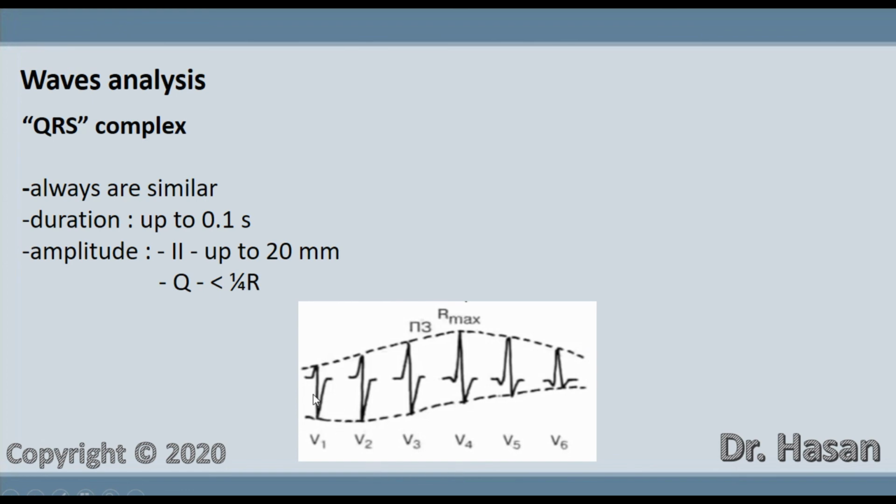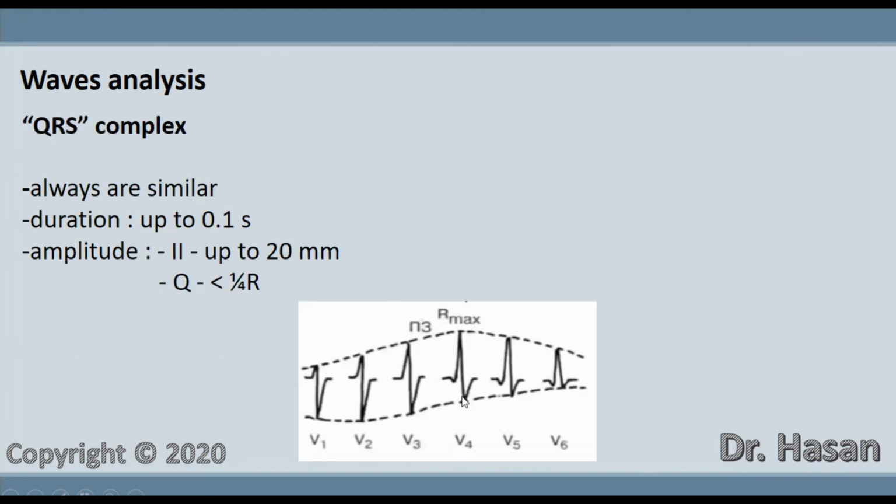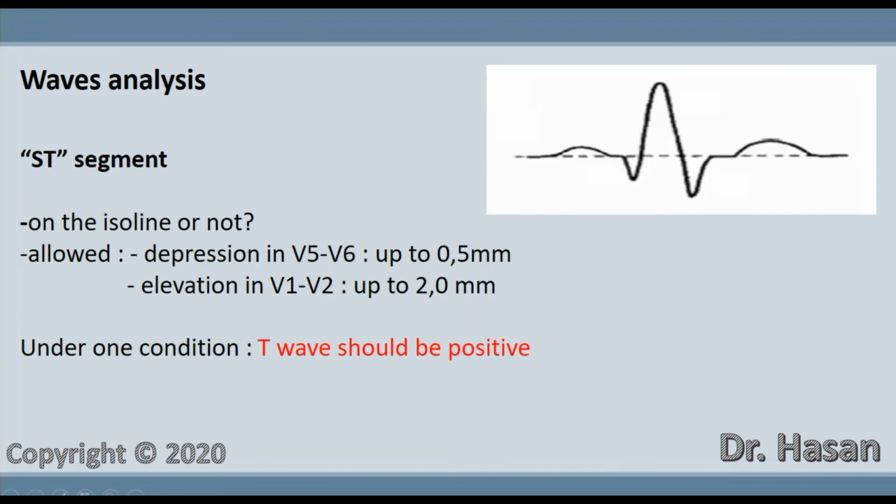It shows how the height of the R wave in different chest leads changes. Normally, the R wave increases from V1 to V4. It is called the progression of the R wave. In V4, the R wave is of maximum height, and further from V4 to V6, it gradually decreases. Normal height of the Q wave is 1/4 of the R wave. This means that, for example, if the R wave is 4 centimeters, then the Q wave should not be more than 1 centimeter.